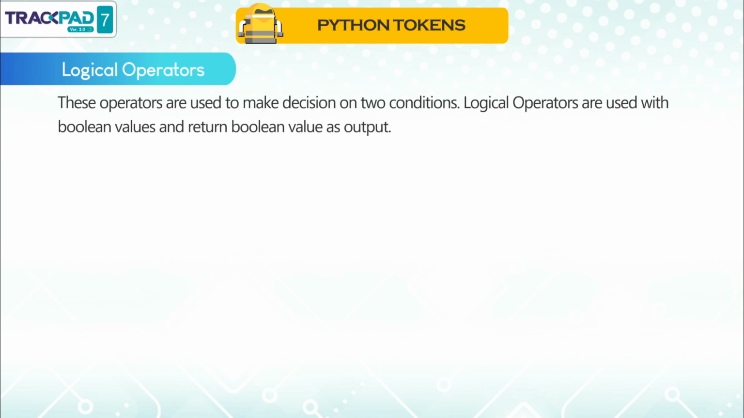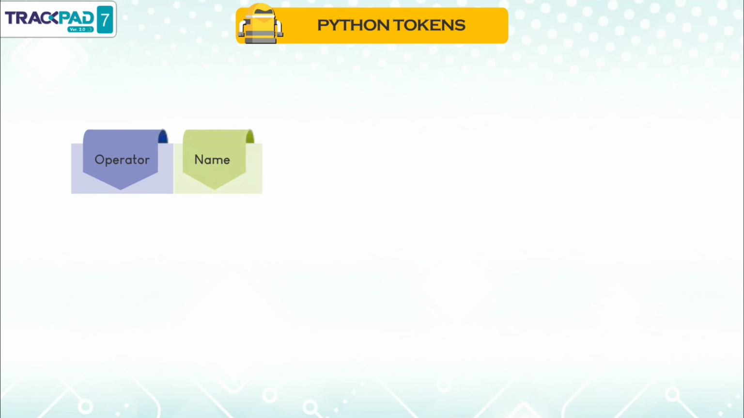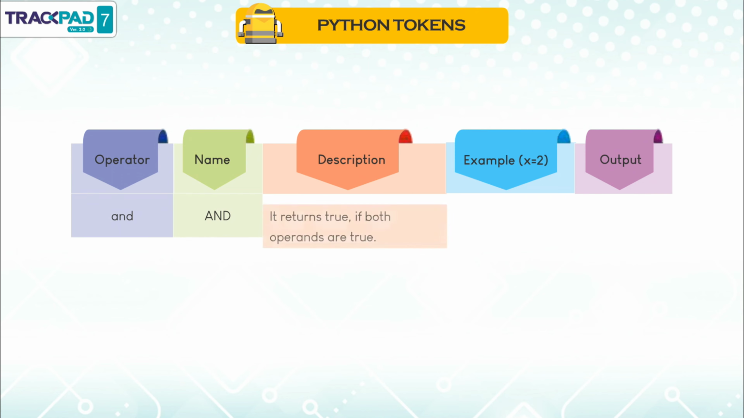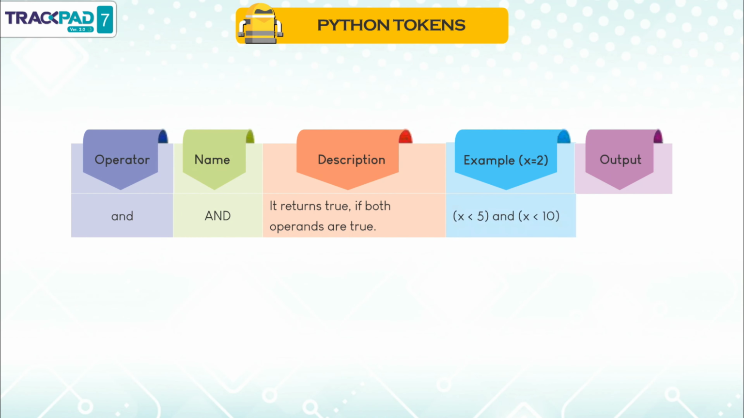Logical operators. These operators are used to make decision on two conditions. Logical operators are used with Boolean values and return Boolean value as output. Operator with name, description, example with x = 2 and output. And: it returns true if both operands are true. x < 5 and x < 10 is true.